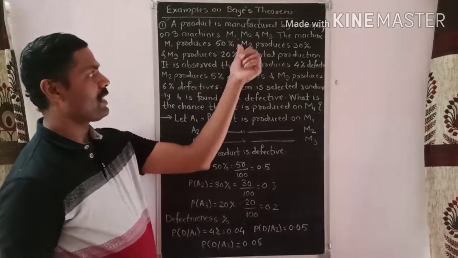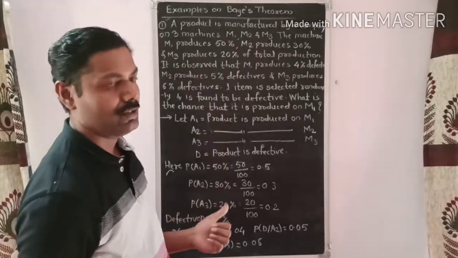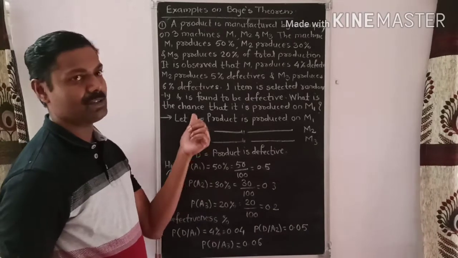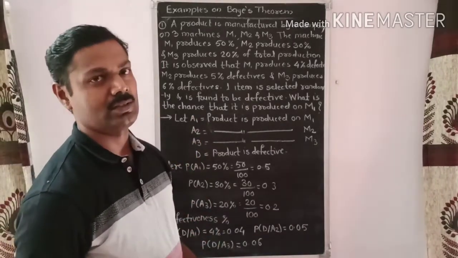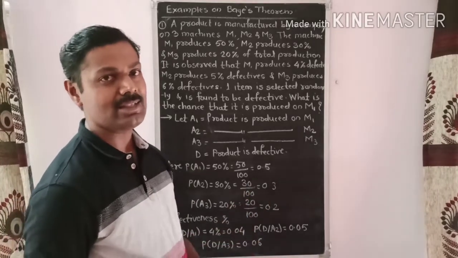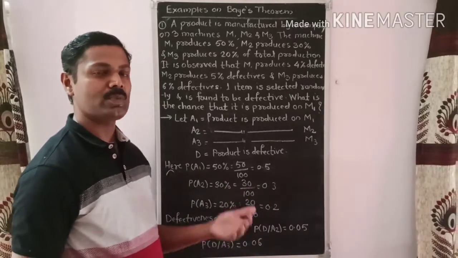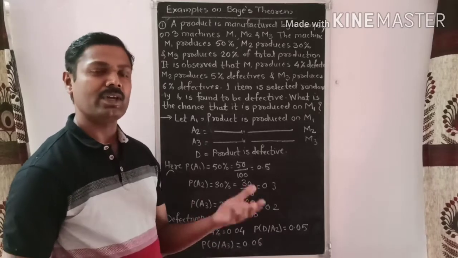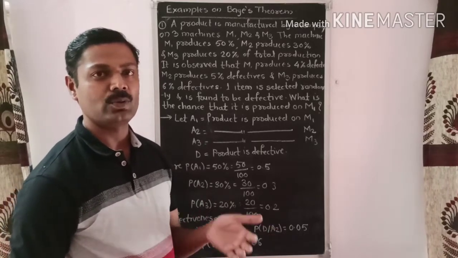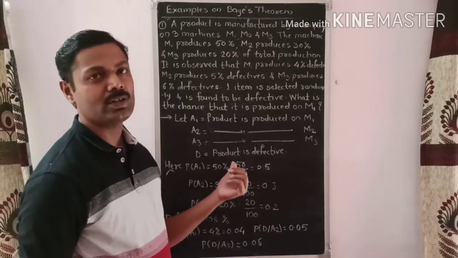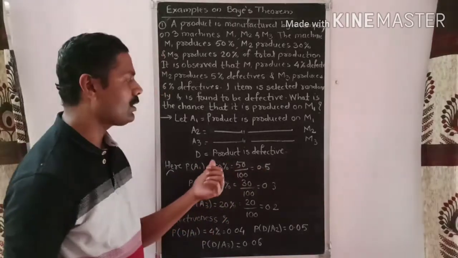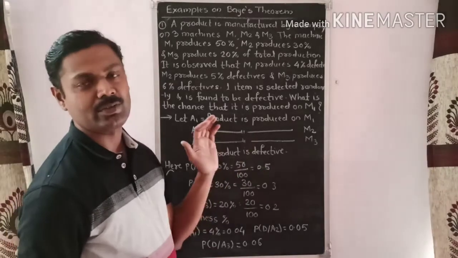Here there are three machines, M1, M2, M3. That's why we are taking three events, A1, A2 and A3. Suppose there are two machines, then we can take two events, A1 and A2. Suppose there are four machines, then we can take the events A1, A2, A3 and A4. And D is the event for defectiveness, that the product is defective.